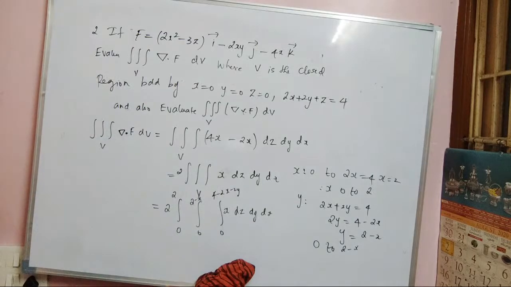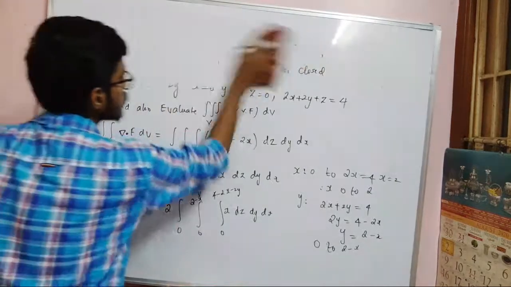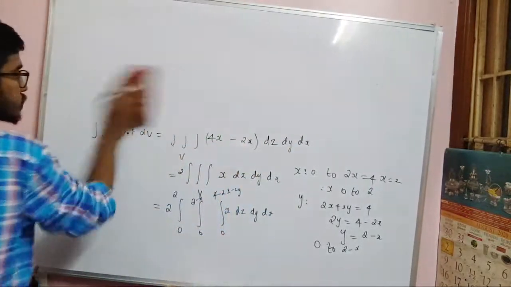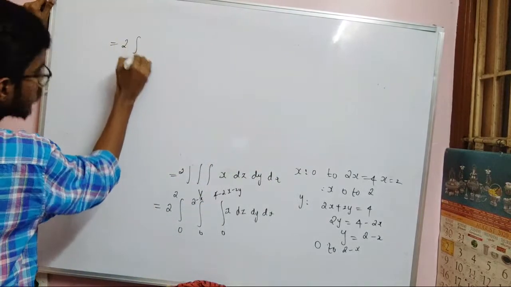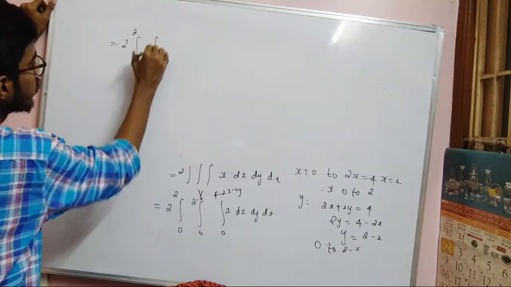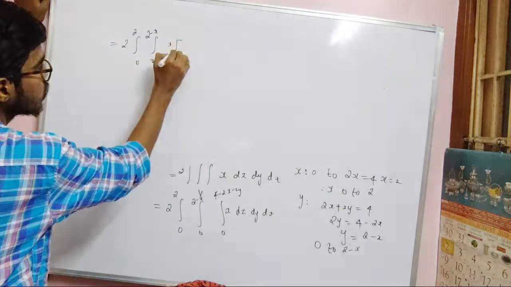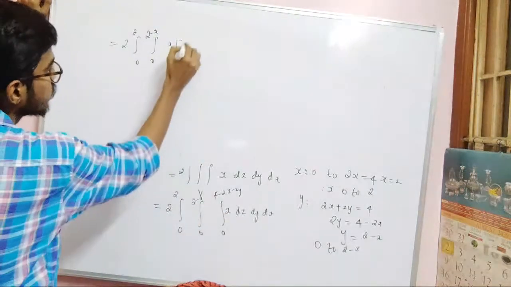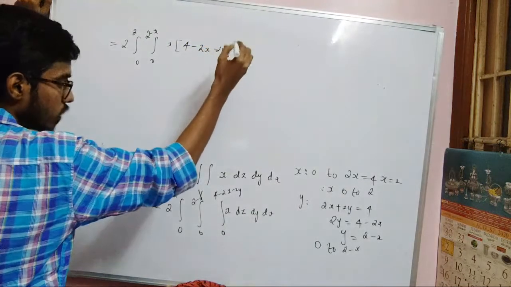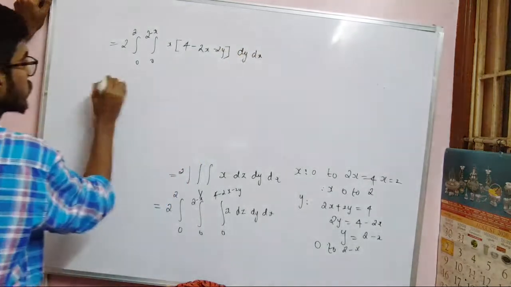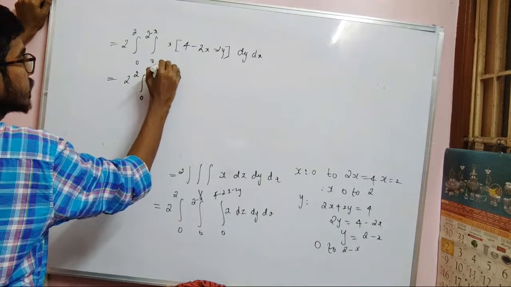So you just have to integrate now. When you integrate this, 2 times integral 0 to 2 minus x, so we have a dz. So x into integration of dz is z. So we have x times (4 minus 2x minus 2y) dy dx. So this is 2 times integral 0 to 2 minus x.